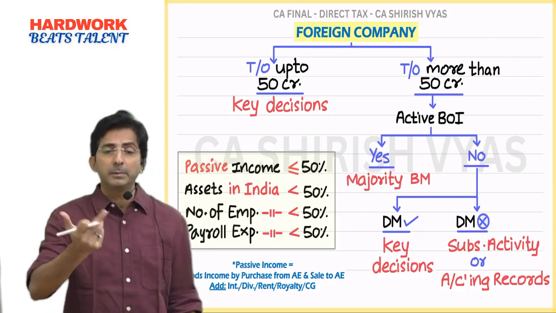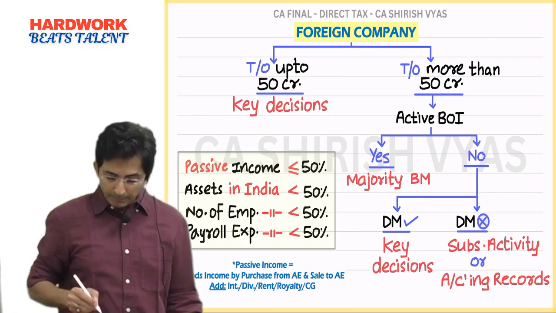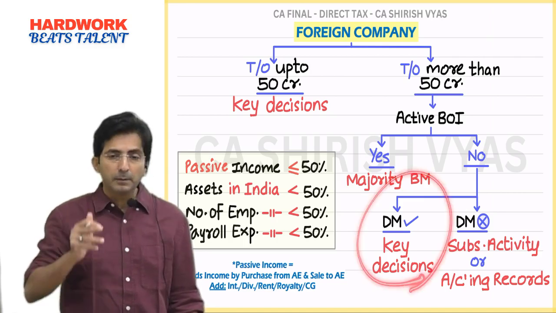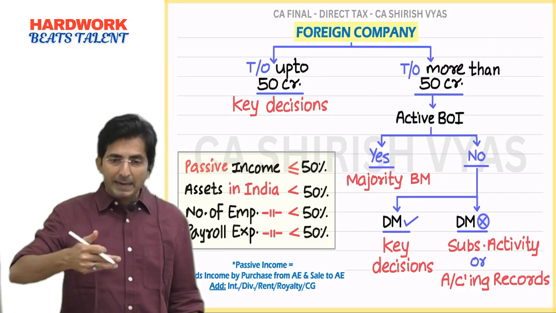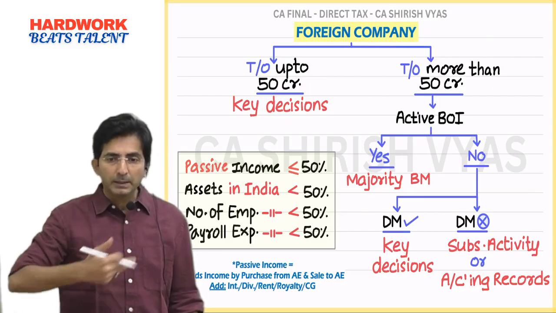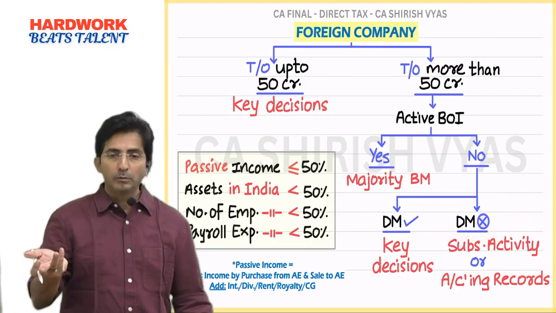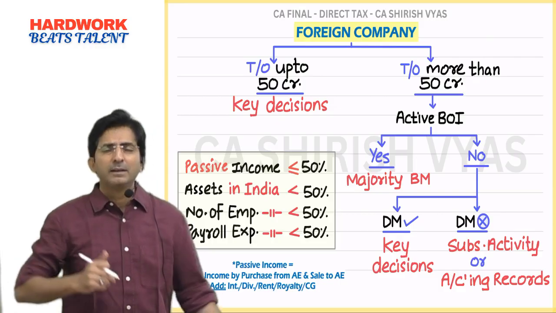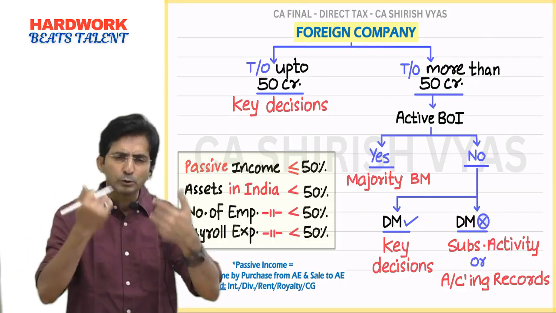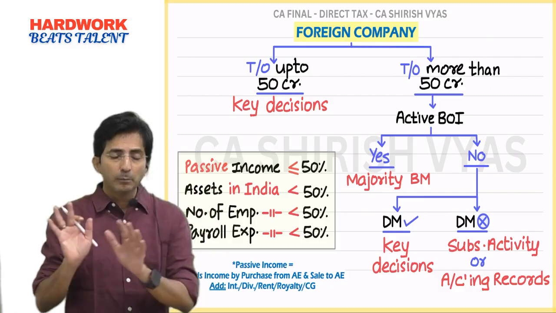Who are the decision makers? So if the decision maker can be figured out, we will see the place where the main decisions are taken by the decision maker. But if that is not able to give the idea, then the place of substantial activity. If that also fails, then the place where the books of accounts are kept.